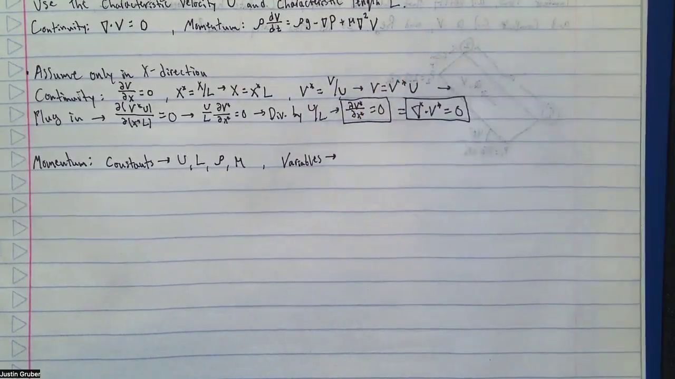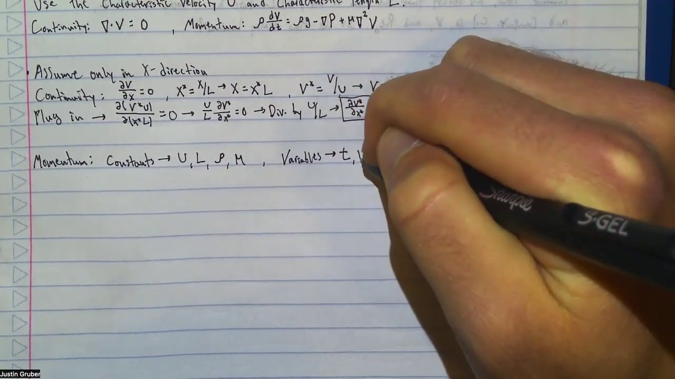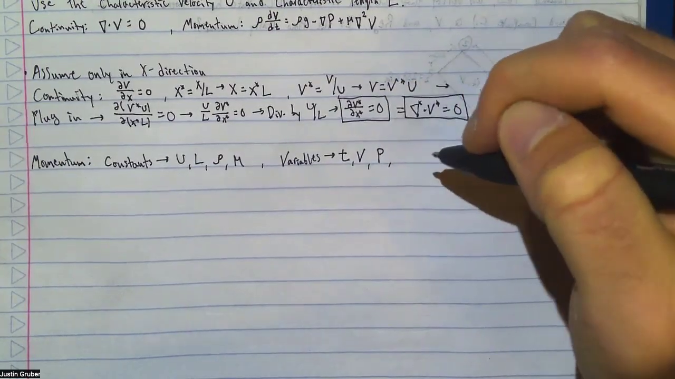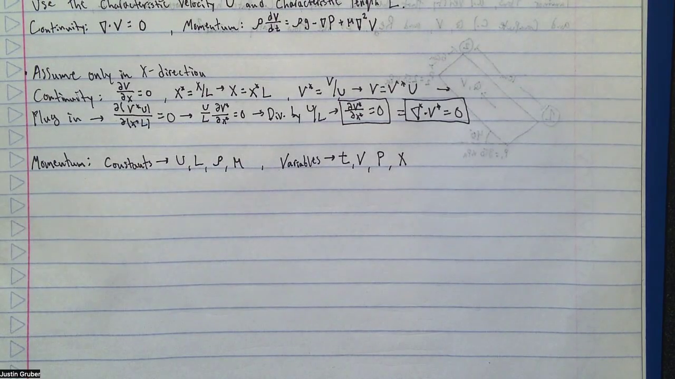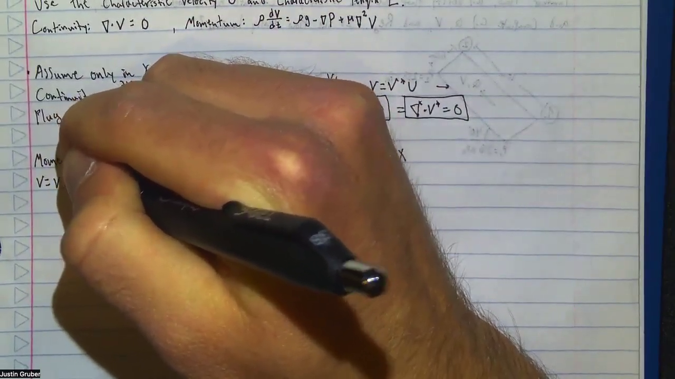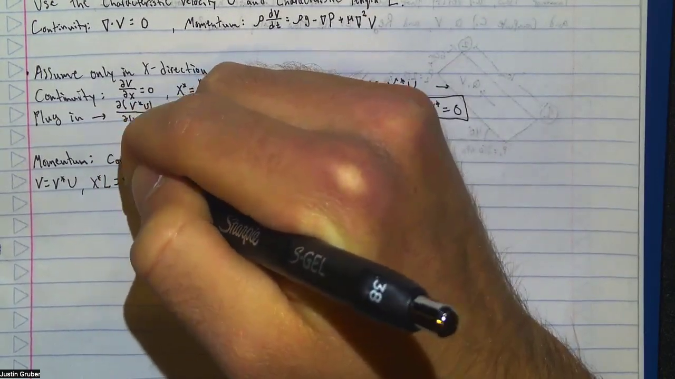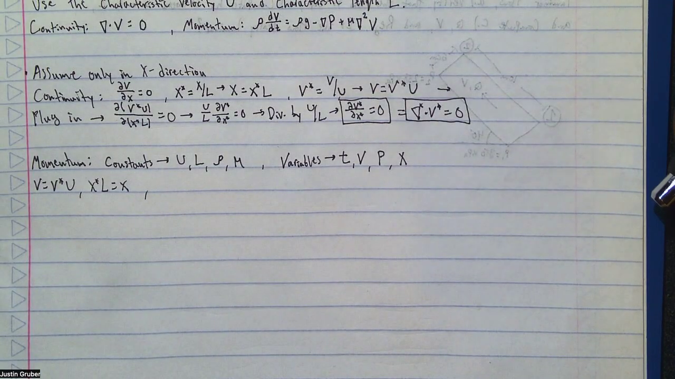So we have t as a variable, we have v, we have p, and our x. But we already know the v and the x. So v equals v star times U, and x equals x star times L. Now let's try and non-dimensionalize the time and the pressure.